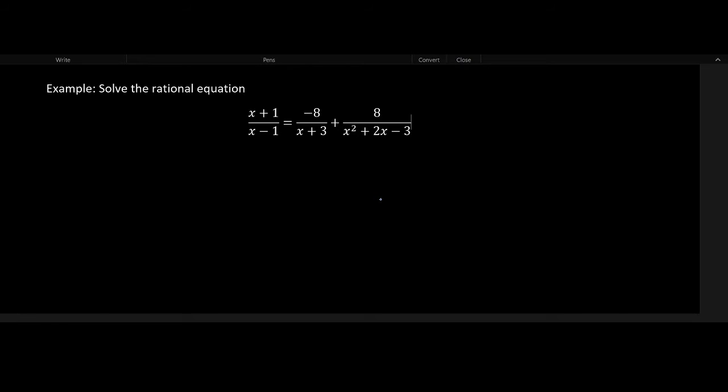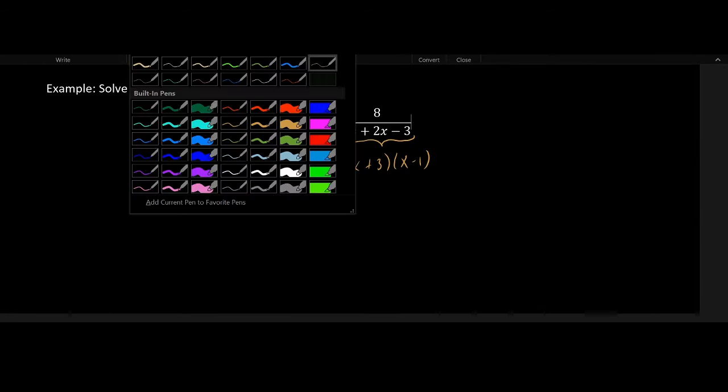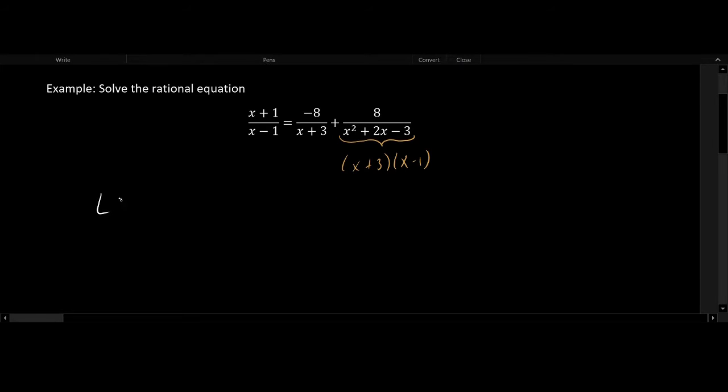Now, the only fraction in this problem that is not already completely factored is the denominator on the right-hand side, x squared plus 2x minus 3. So let me go ahead and factor this as (x+3)(x-1). And we can check: plus 3 times minus 1 returns minus 3, and plus 3 plus negative 1 returns positive 2. Our last denominator contains copies of the first two denominators. So our LCD will just be equal to (x+3)(x-1).